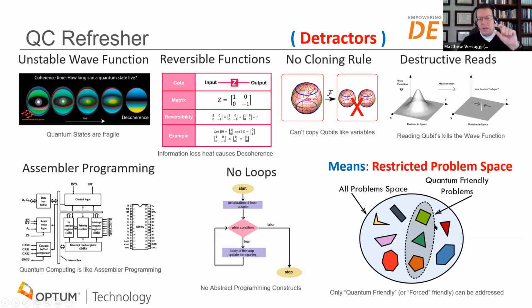So what this really means at this point in its maturity is that quantum has a very, very restricted problem space of the kinds of problems it can solve that are either naturally quantum friendly or we force them into a quantum friendly state. That's the big takeaway here.